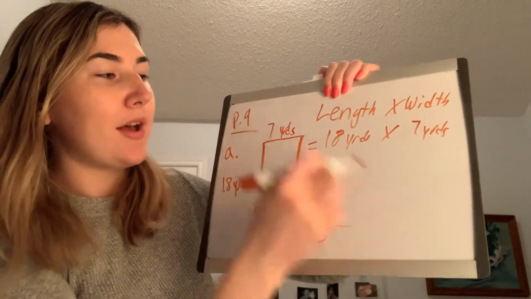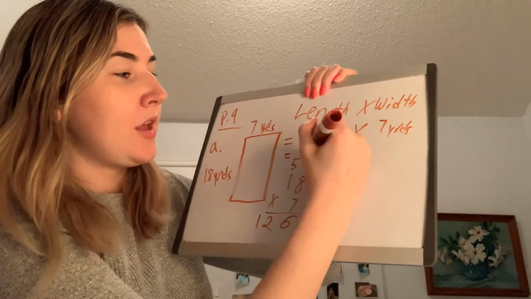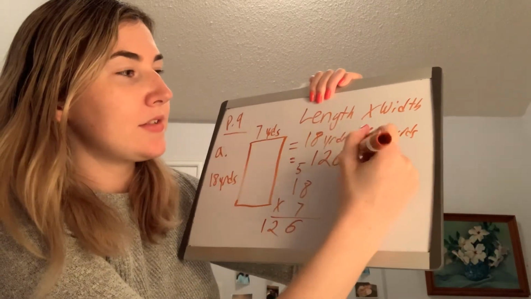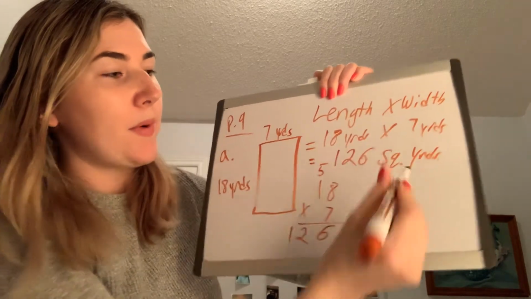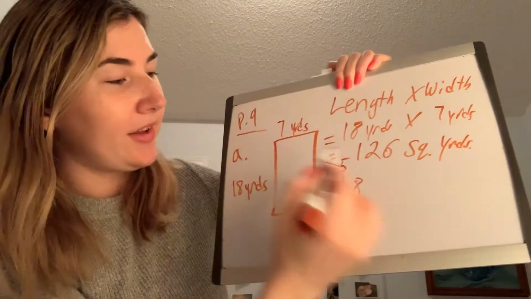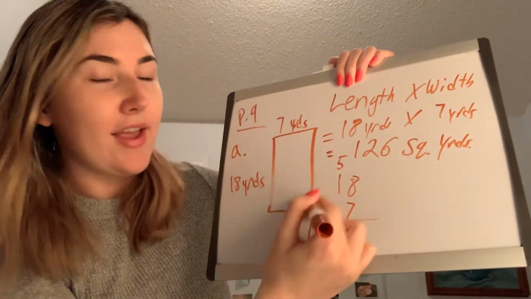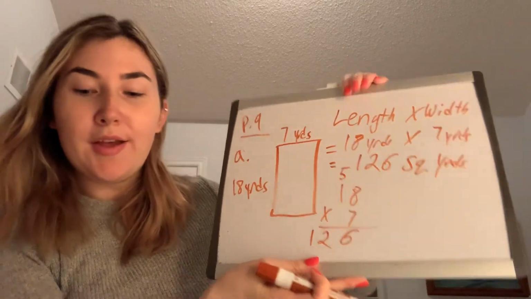So let's plug this back into our original formula. So we have 126 square yards. Remember to always include your square to recognize that you've solved for the area of the rectangle. So you can pause this and work on B and C of part 9 and come back for part 10.